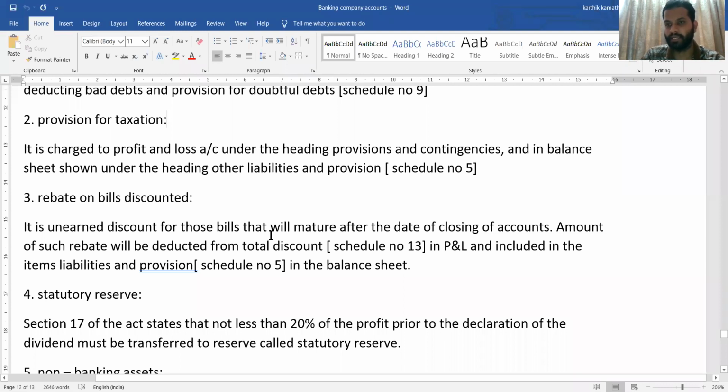That is schedule number 13. You need to deduct rebate on bills discounted, and it should be included in schedule number 5, that is other liabilities and provision. So that is very important. One more adjustment, that is rebate on bills discounted.